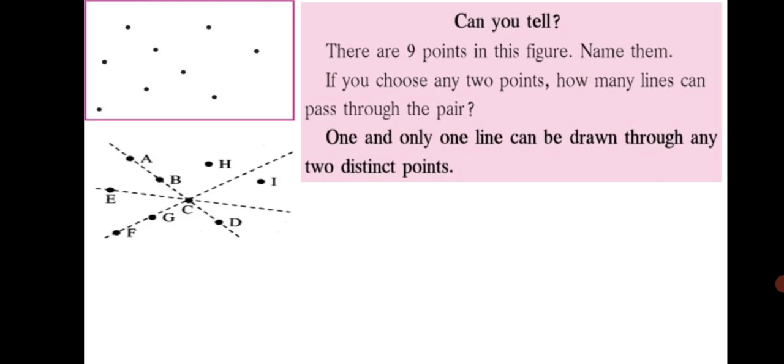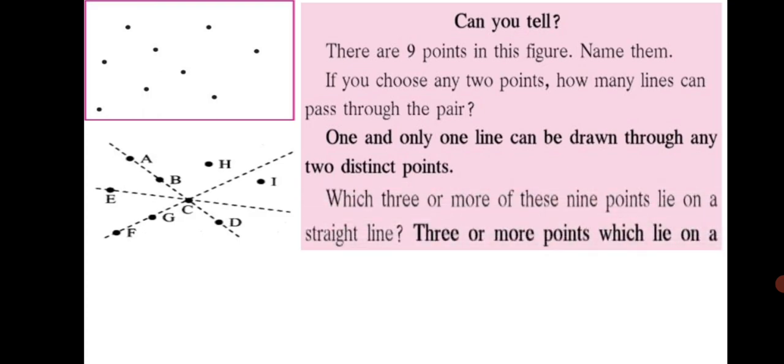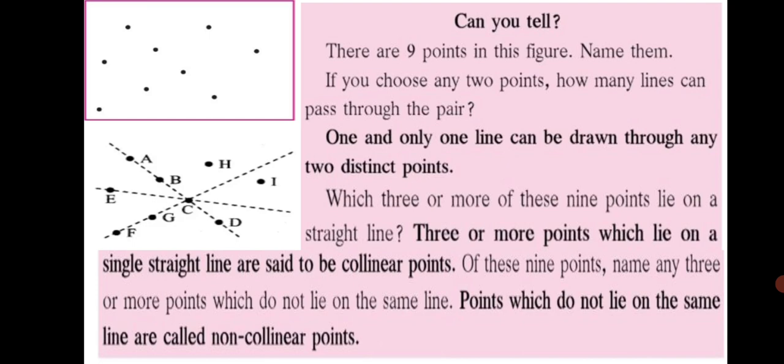If you take B and H, there is no line drawn, but can we draw one line? Yes, only one line can be drawn passing through both these points. So any 2 distinct points, we can draw only one line passing through them. Which 3 or more of these 9 points lie on a straight line? We can see point A, point B and point C lying on the straight line, as well as point D. So 3 or more points which lie on a straight line are said to be collinear points.